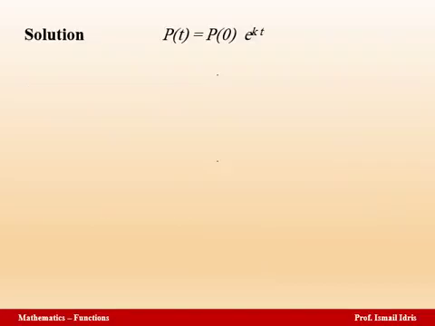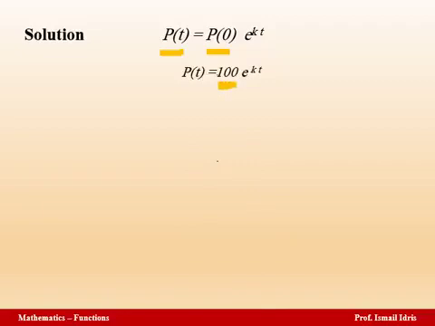So we will use this formula, B of t equals B of 0 e to the power kt. B of t, the number of cells at time t, at any time t. B of 0, the number of cells at time 0, at the beginning. At the beginning, we know that we have 100 cells. So this is B of 0. So put B of 0 here.